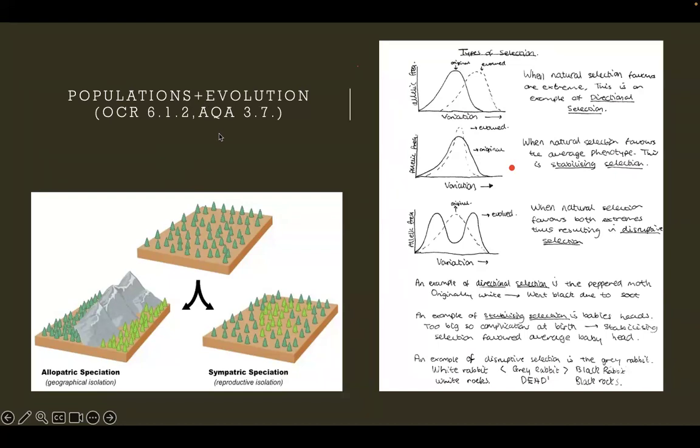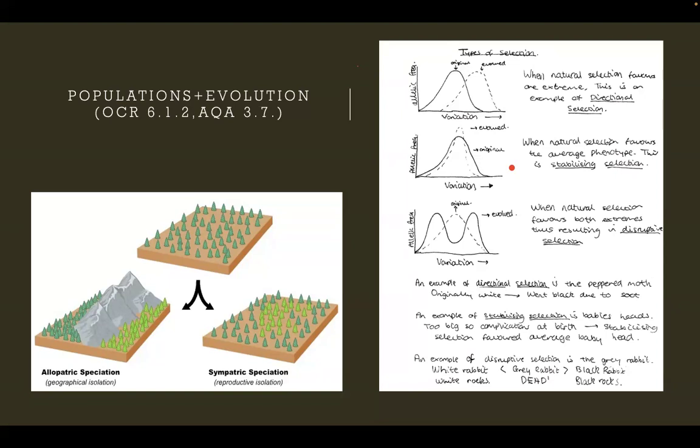basically that group of 100 people are mating with each other, and eventually they will become so different to, let's say, a group of 100 people living in the UK, because they've been separated for so long and geographically isolated. They would actually become a new species.